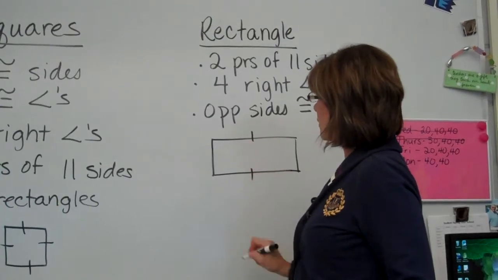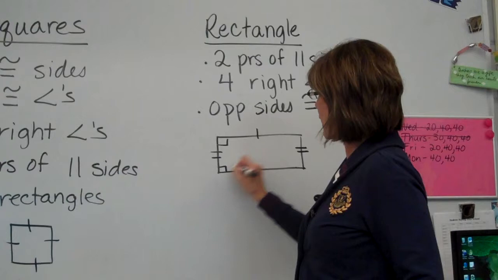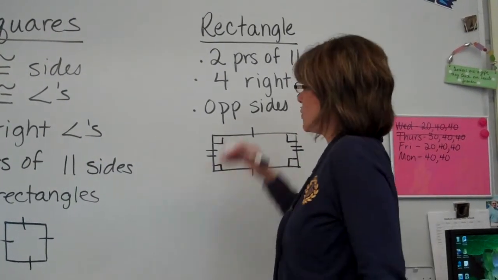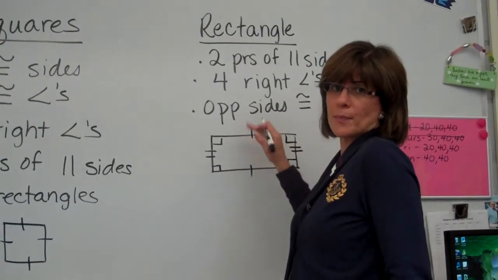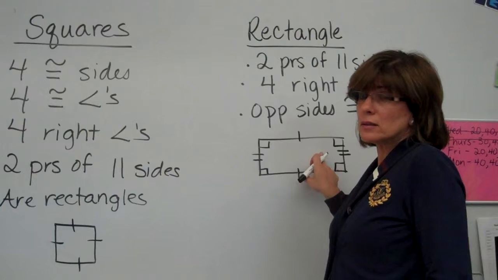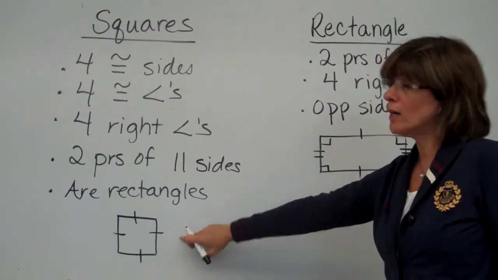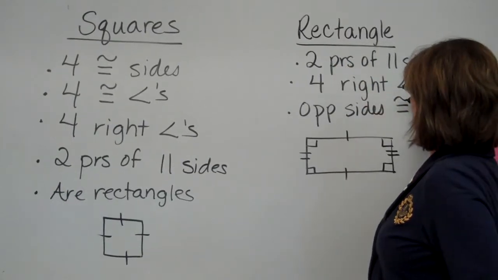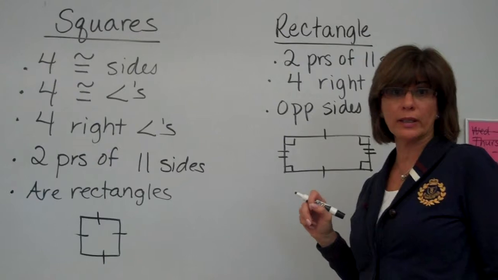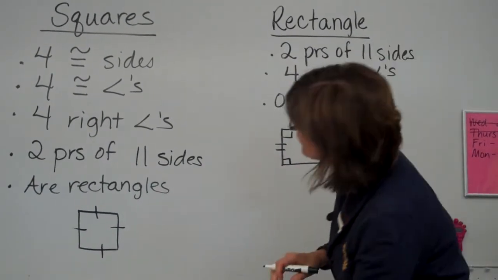These 2 sides are congruent, and these 2 sides are congruent. This is a right angle, right angle, right angle, right angle. It's a parallelogram, opposite sides are parallel. And you can see that it's not a square, because a square has to have 4 equal sides. But a square has 2 pairs of parallel sides, it has 4 right angles, and it has opposite sides which are congruent. So that's why the square is a rectangle, but the rectangle is not a square.